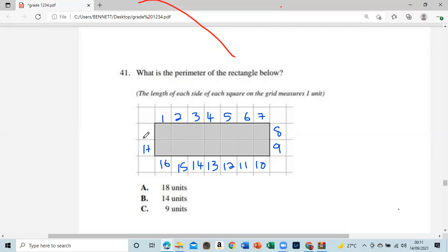So this is the perimeter, right? Perimeter is the total distance around. I can count 1, 2, 3, 4. You understand? So it's 18. If they had asked us for area, it would be the number of square units inside. So it would be these.